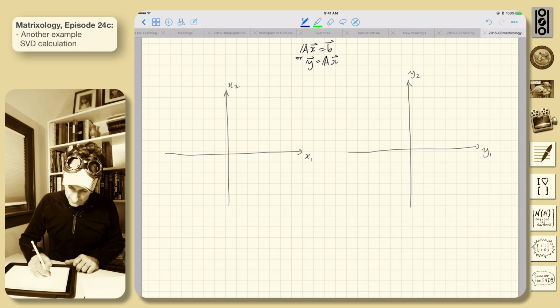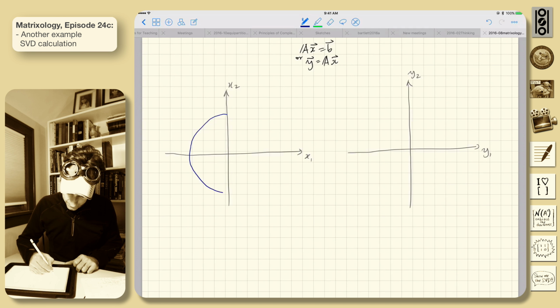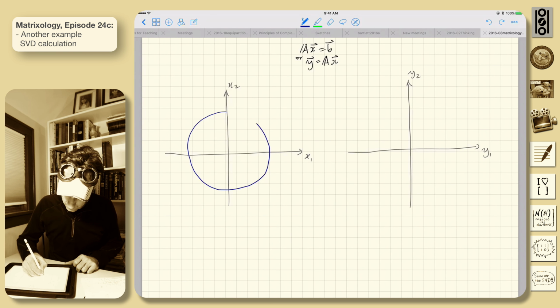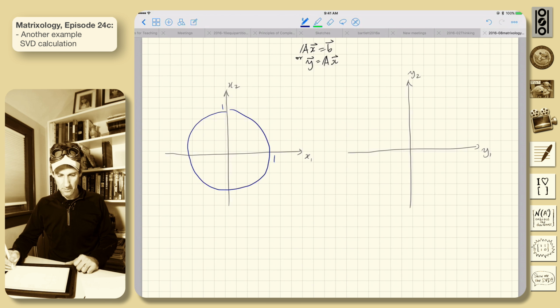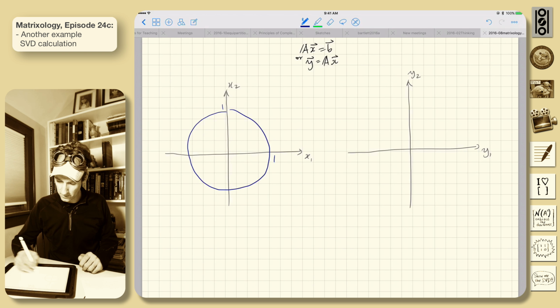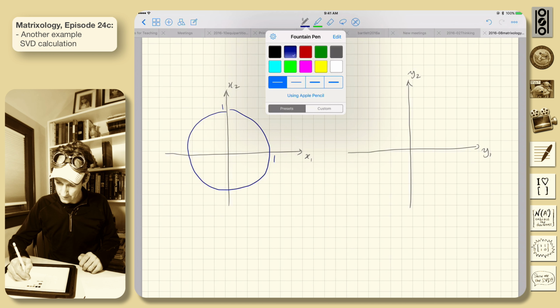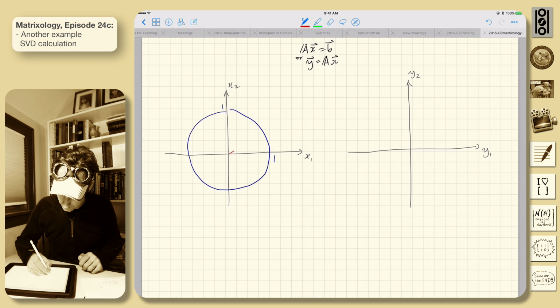Okay, so once again we'd have a unit circle. Pretty bad unit circle, but okay. So this is 1, 1, and we start with 3, 4, and then minus 4, 3. So 3, 4 is here. Here's 3, 4.